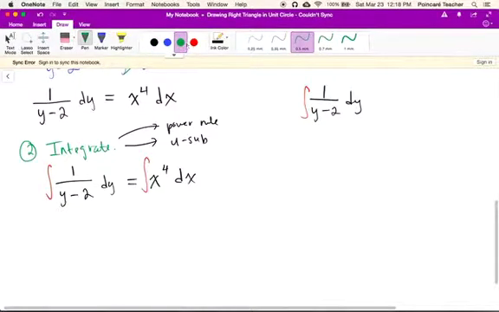So here I'm going to let u equal y minus 2. Therefore, du equals 1 dy, and the derivative of negative 2 is 0. Therefore, dy equals 1 du.